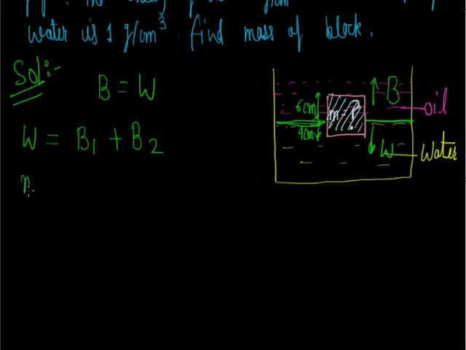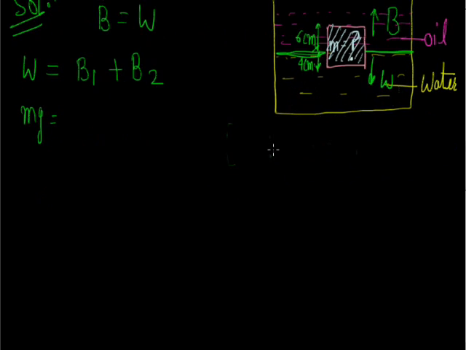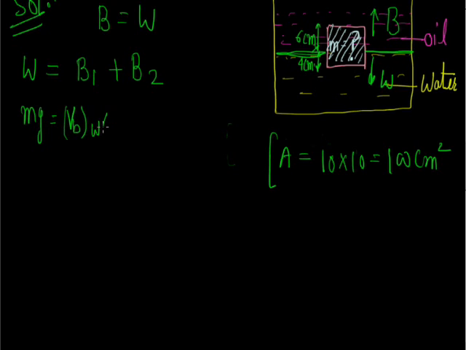Now weight can be written as mass into g. Buoyant force is VdG. Total volume V will be the total area, side square, meaning 10 into 10, which is 100 centimeter square. Now buoyant force applied by water can be written as volume of block inside the water into density of water into g, plus volume of block inside the oil into density of oil into g.